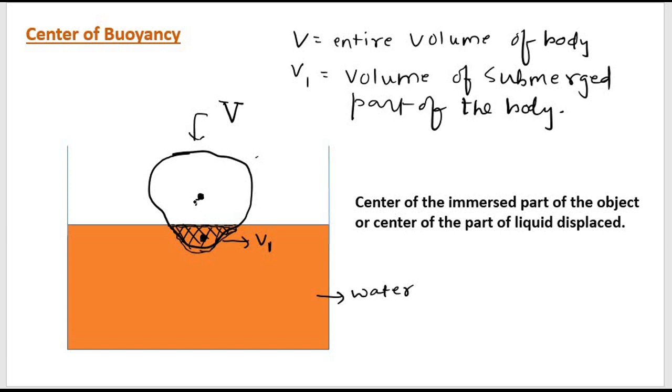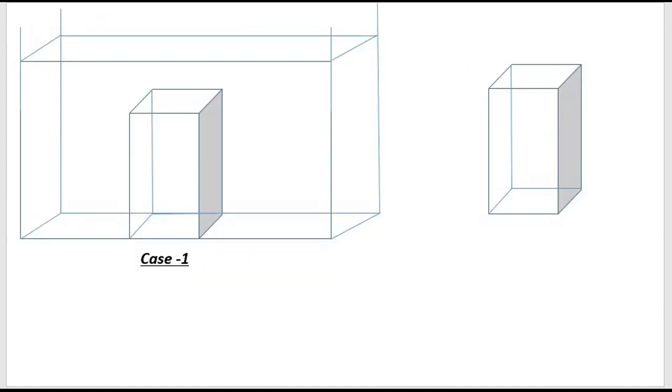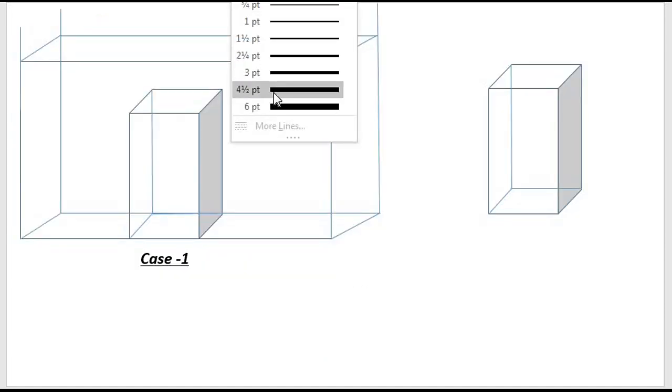If I want to show the weight, it has to be shown vertically downwards like this, but the buoyant force has to be shown vertically upwards from the center of buoyancy. So I have to point the buoyant force upwards from the center of buoyancy point, but the weight has to be pointed vertically downwards from the center of gravity, right? These points may match, these points may not match also, right? So here, this is case 1.